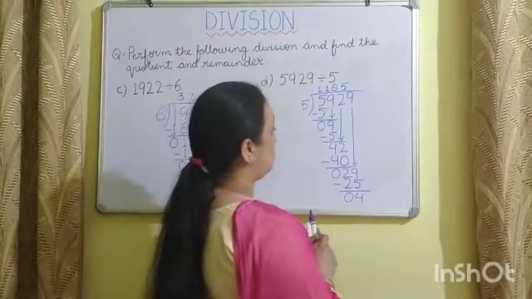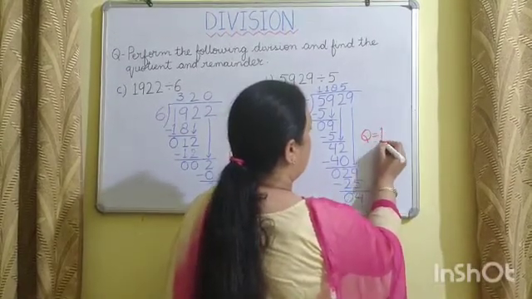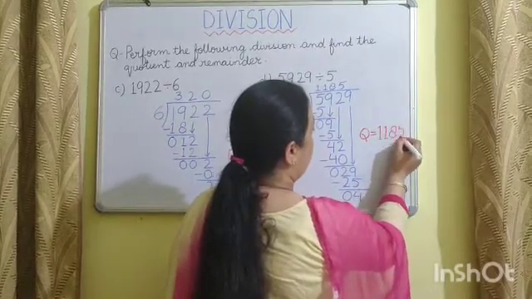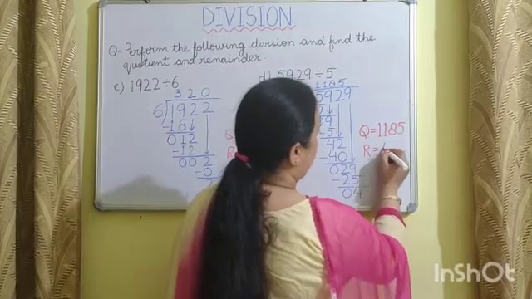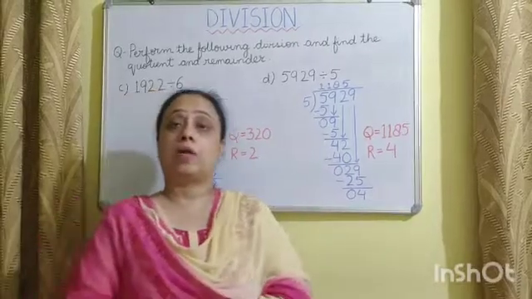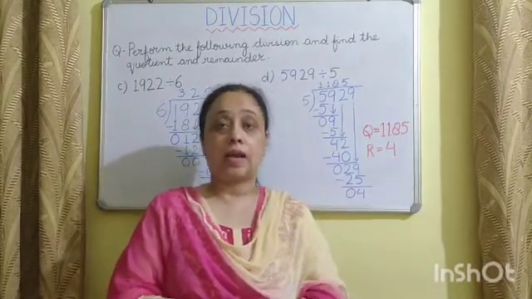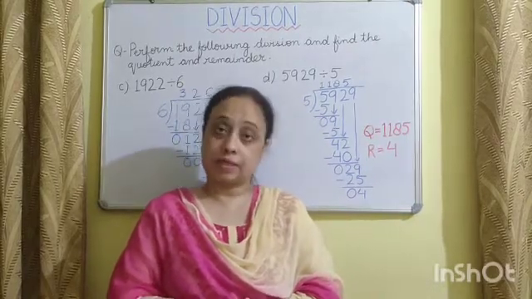So what is the quotient here? Our quotient is 1185 and the remainder is 4. So this was all about the division of 3-digit numbers and 4-digit numbers by 1-digit number. Is it clear, children?